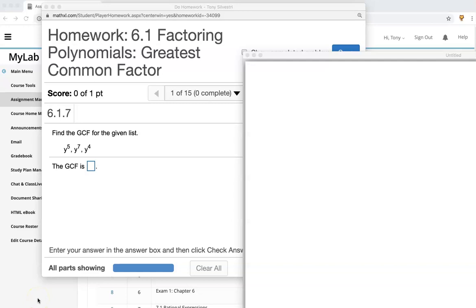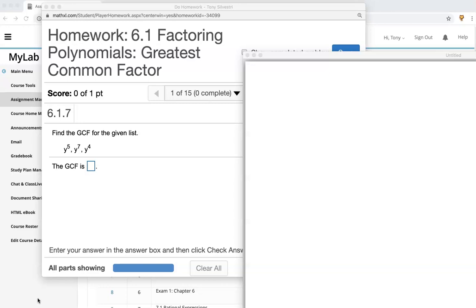Hi, this is our first video in Algebra 2 on greatest common factors and how to take an expression and pull out a factor from that expression. Now, what do I mean by pull out an expression? And what do I mean by factoring?